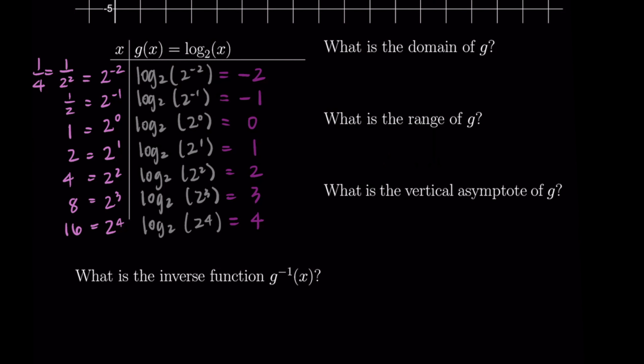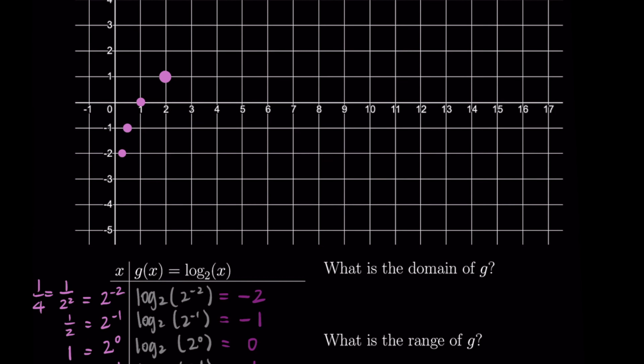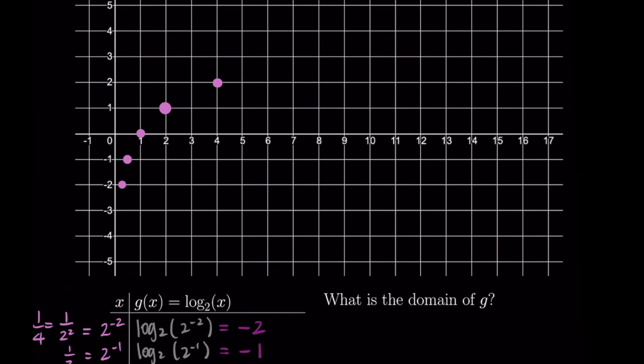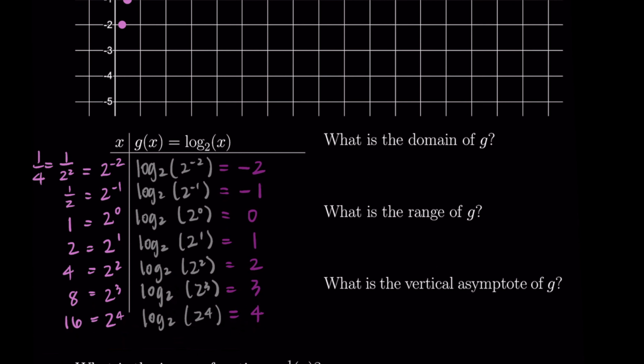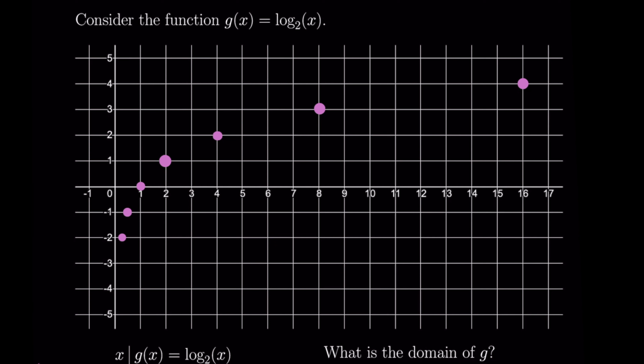Okay, so my first point is 1/4, negative 2. Then we have 1/2, negative 1. We have 1, 0. We have 2, 1. Then we have 4, 2. 8, 3. And 16, 4. Oh, sorry, I read that backward for some reason. And so the shape of the graph is looking something like this. Wow, that's pretty good.